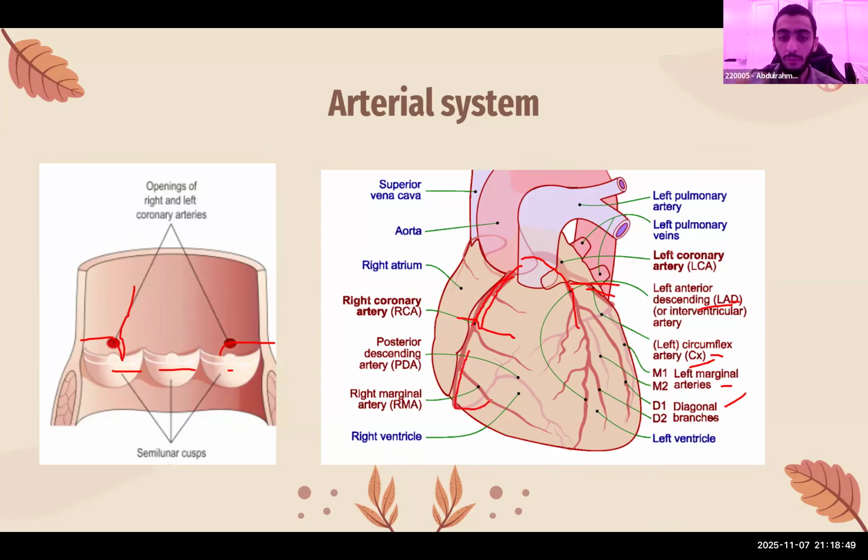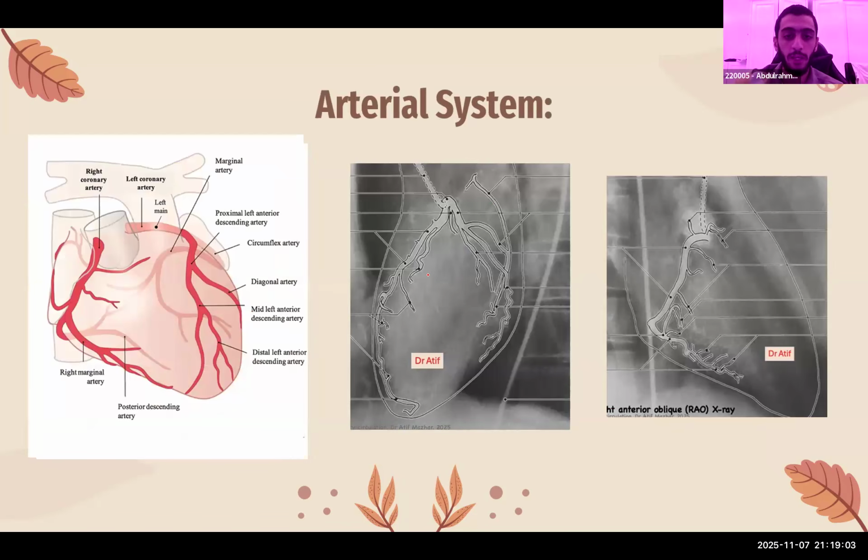and then giving off the posterior descending artery. Okay? And there's another branch, which is the right marginal artery, which is given off by the right coronary artery. But the main ones are the PDA, the left circumflex and the LAD, and then the SA and AV node branches. Now this is an imaging for the heart vessels. Right here, basically, you can see this is the right coronary artery coming down.